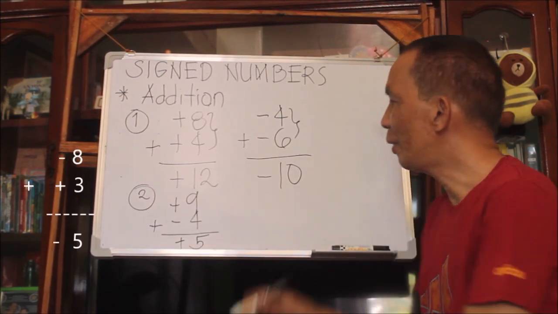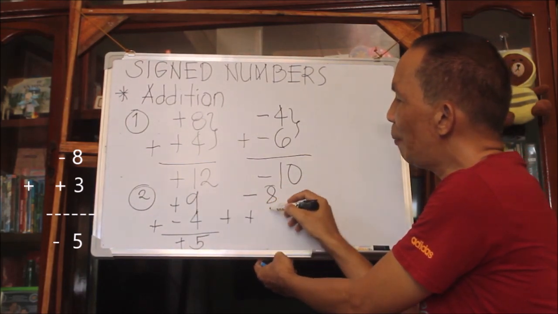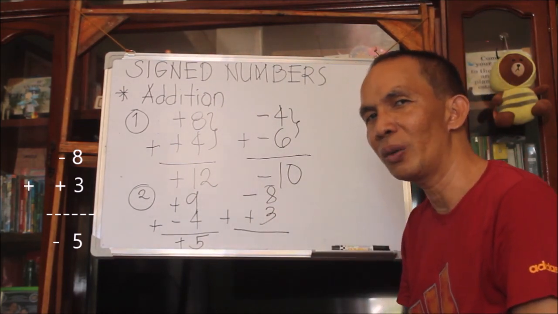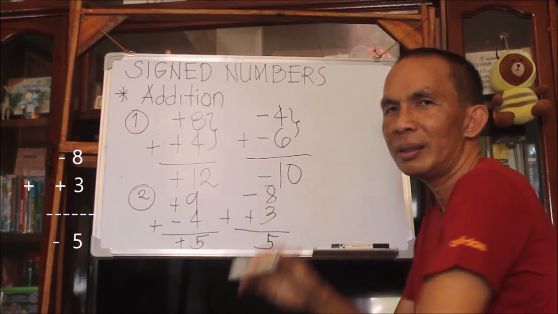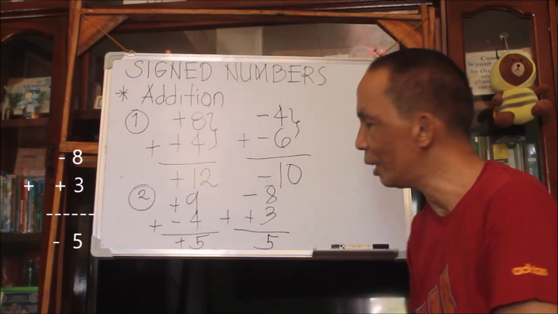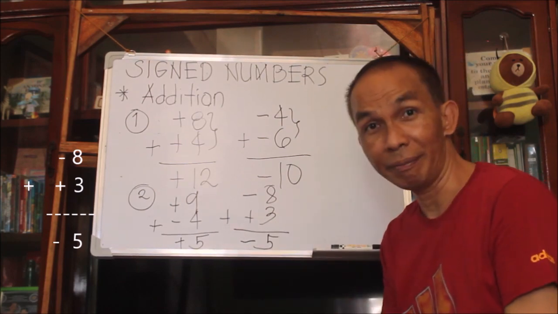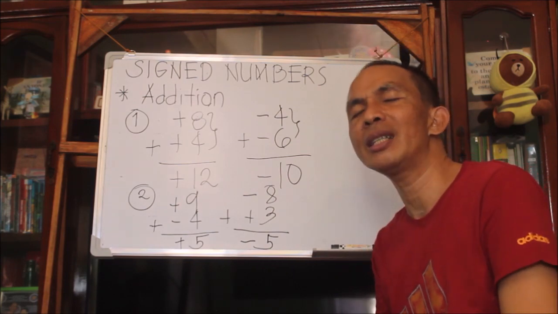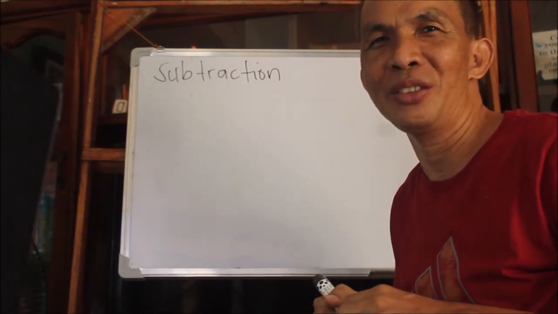Okay? Another example, negative 8 plus positive 3. Since the numbers to be added are carrying unlike signs, subtract 8 minus 3, that is 5. Then get the sign of the larger valued number, which is 8, and the sign is negative. So that's negative 5. That is rule number 1 and 2 in addition of signed numbers. This time, let's now proceed to the rules in subtracting signed numbers.